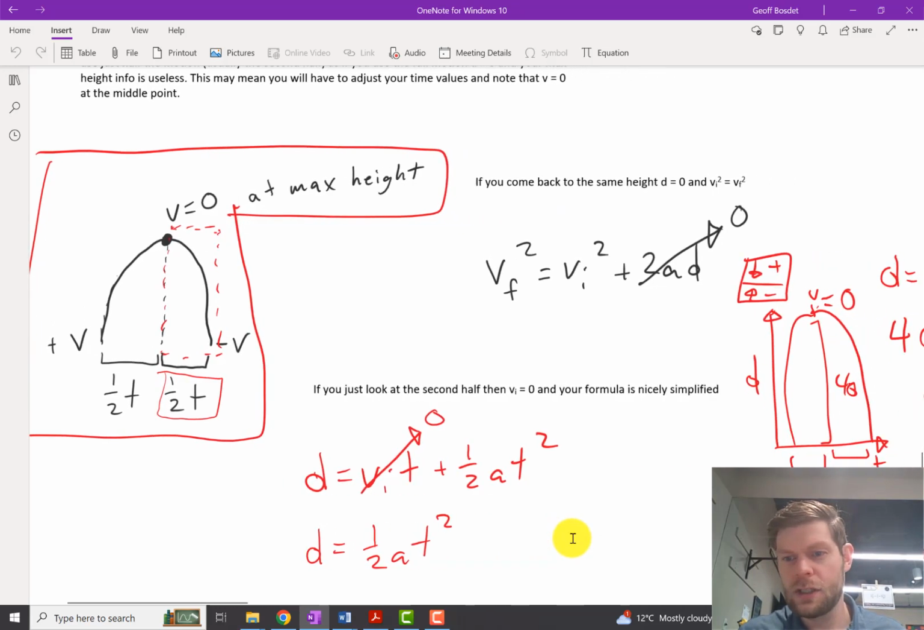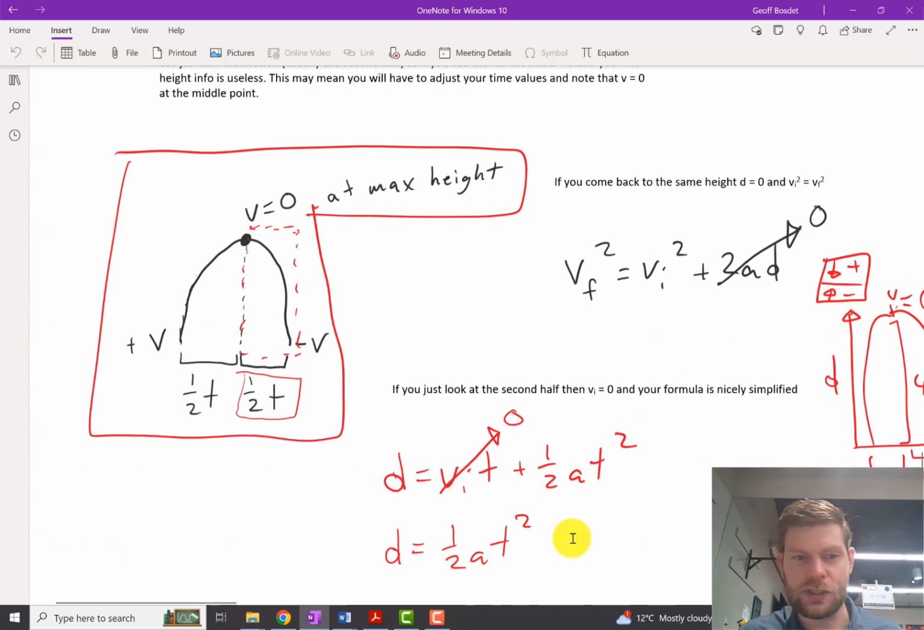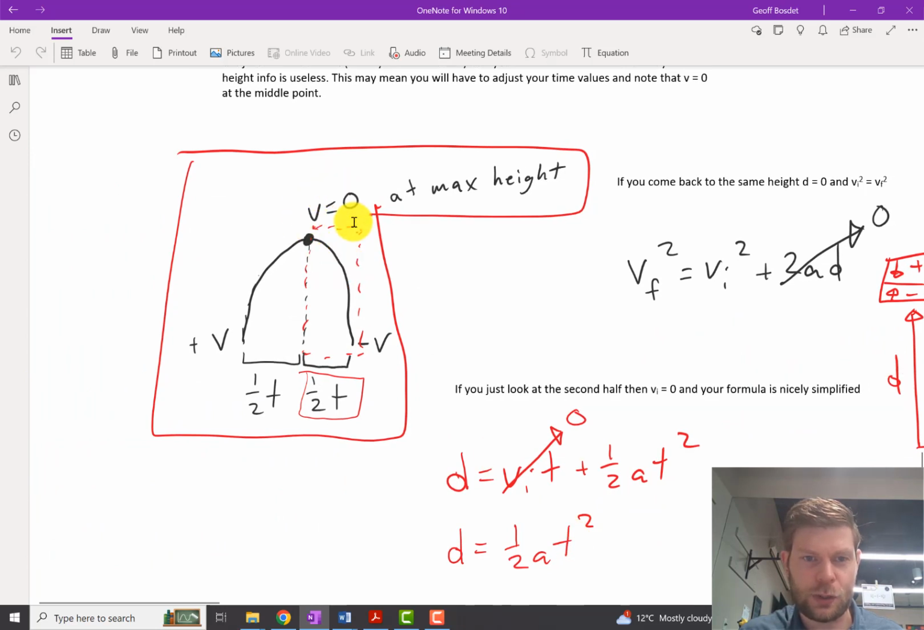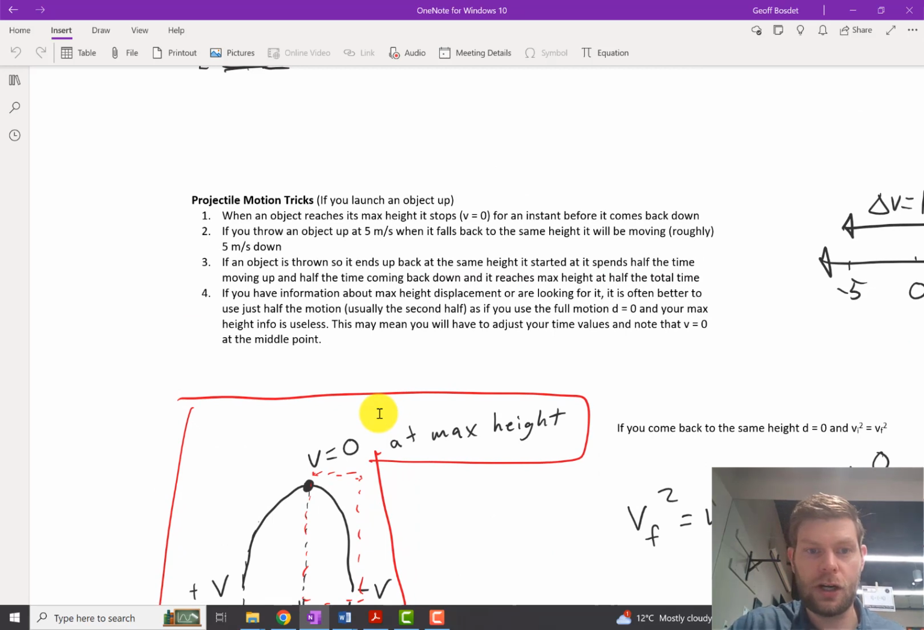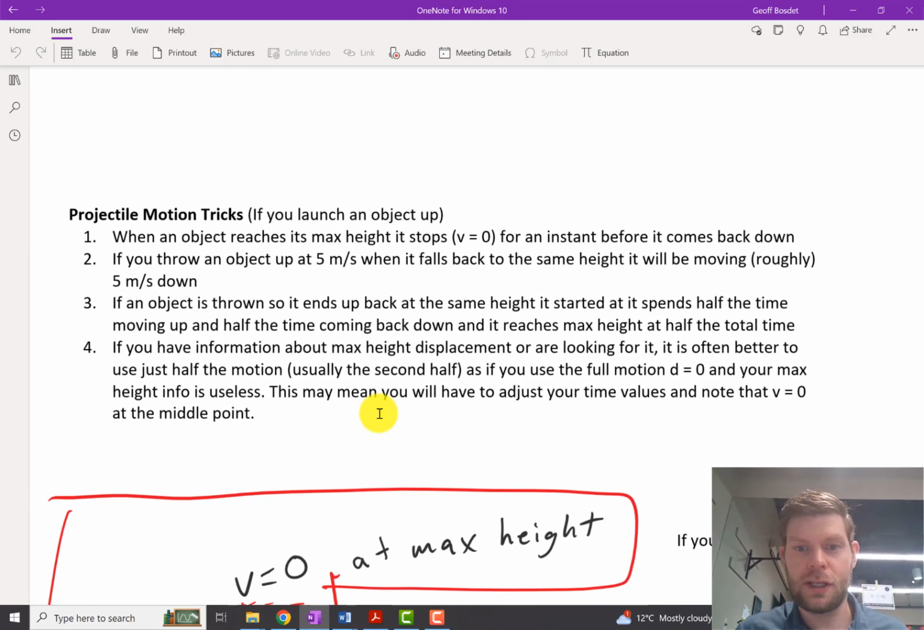So you've got all these sorts of questions where you've got to use these little tricks. It's 0 at the top. A lot of times you want to use half the motion, and it takes exactly the same amount of time to go up as it does to go down. And your initial velocity is the same as your final velocity if it starts and stops at the same height. So know those tricks. Here they are. If you want to pause the video and just think about them for a sec.